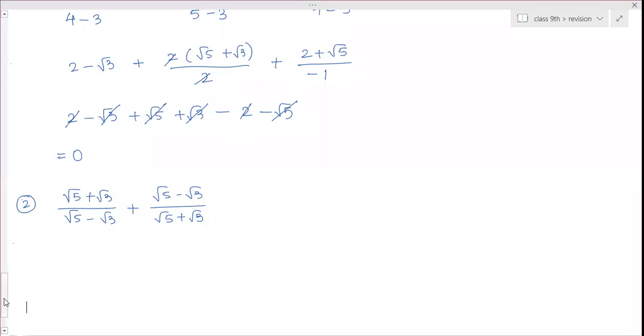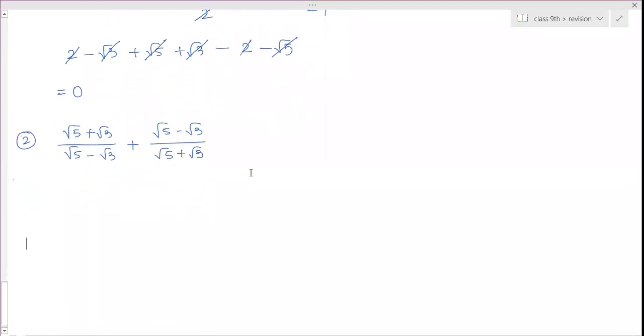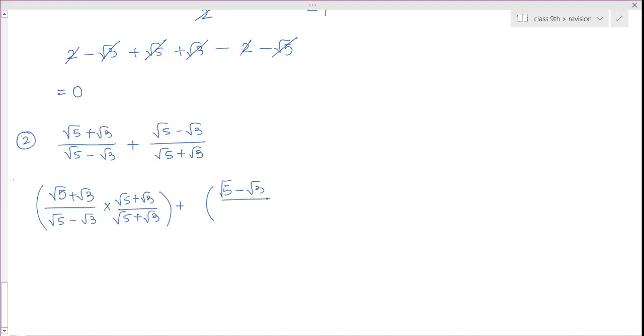Now in this one also, separate rationalization of this and this. Aditya, are you there? Can you tell me how to rationalize this part? Ma'am, multiply it with root 5 plus root 3 divided by root 5 plus root 3. Okay. Second part is multiplied by root 5 minus root 3. I got the answer.